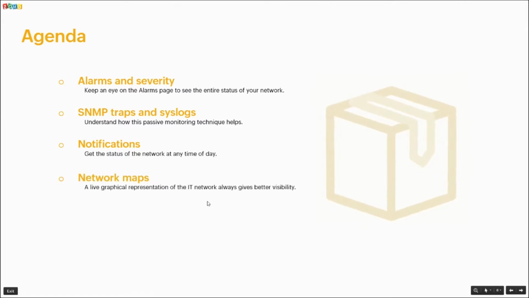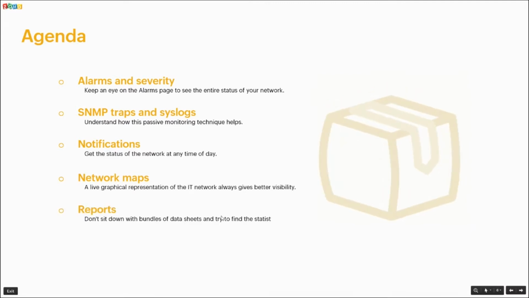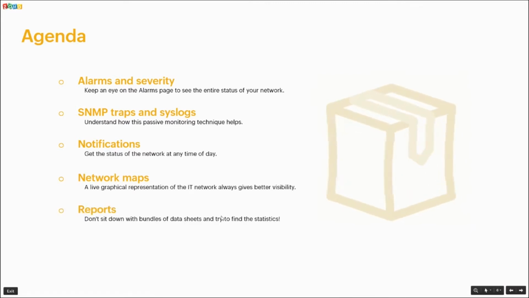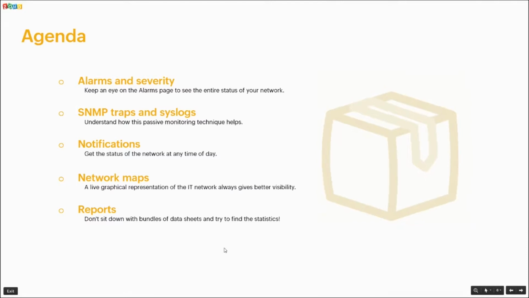And then we're going to see about network maps, where we'll have a live geographical representation of your IT network, which always gives you better visibility. And finally, we're going to see the reporting capability of OpManager as a network monitoring solution in your environment, with various bundled default and advanced reports which are available from the product. And the reporting feature is completely customizable, which we are going to see in detail in the upcoming slides.